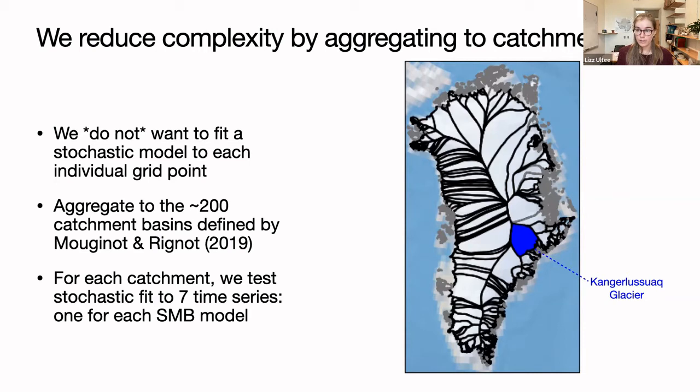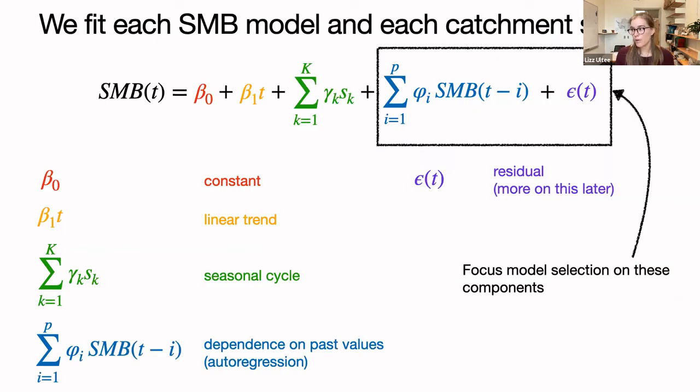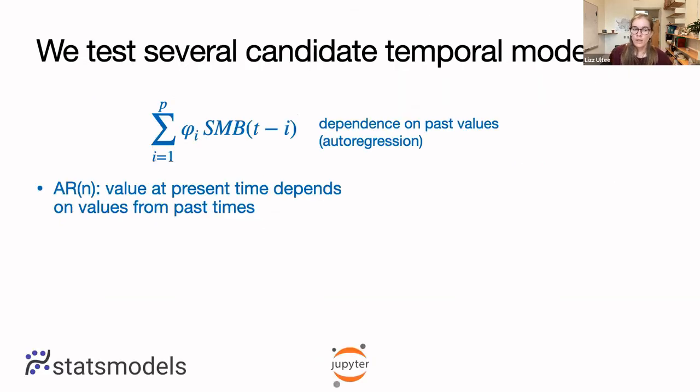Okay, so we have our process model data from Greenland SMB MIP. We've aggregated it to catchment scale, and for each catchment, we have 7 time series, 1 from each surface mass balance process model. Now we want to fit each of those series, each surface mass balance model and each catchment series with these components that I outlined in a previous slide. So we'll focus first on the temporal variability, this term in blue, the autoregressive component. We test several candidate temporal models. So here I've indicated what's known as an AR(n), an autoregressive model of order n, where the value at present time depends on values from past times.